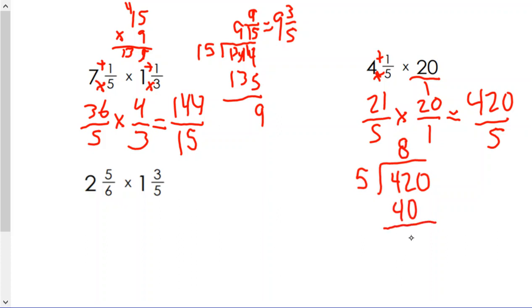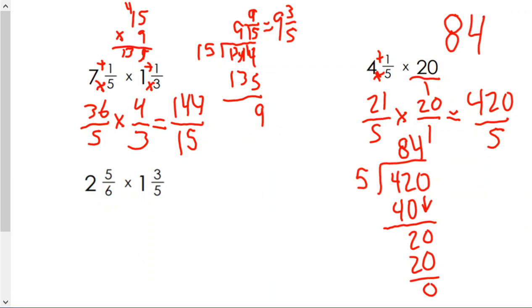And that will leave us 2 there. And then we bring down that 0. So we have 20 left over, and 5 goes into 20 4 times. And 5 times 4 is 20. So 4 1/5 times 20 is equal to 84.